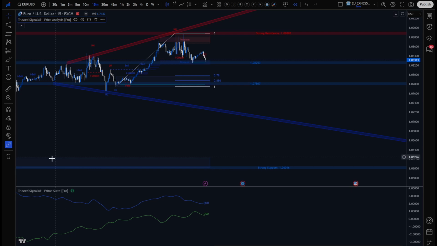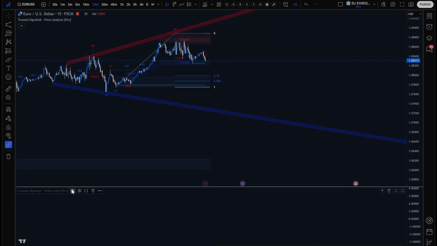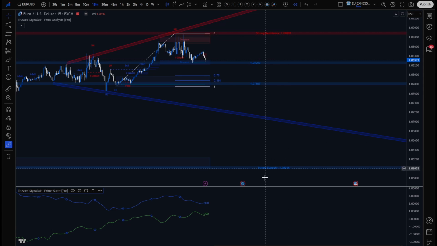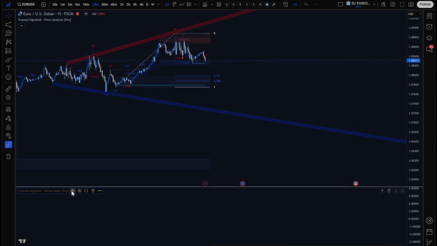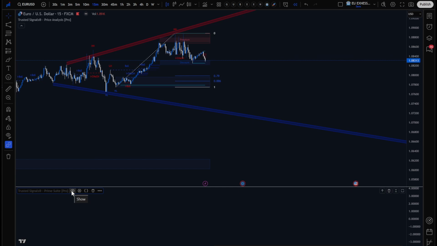And we also want to showcase the Prime Suite Pro. This one is an indicator that's jam-packed with a bunch of indicators that we already have, but this one is super profitable because as you can see right here, we're showing you strong resistance, strong support, and notice where these locations are. These are right by the order blocks that we just talked about.